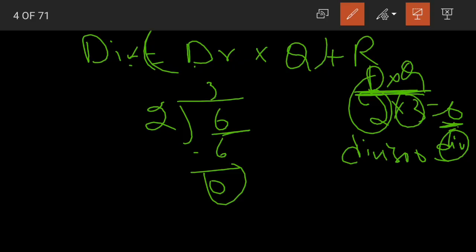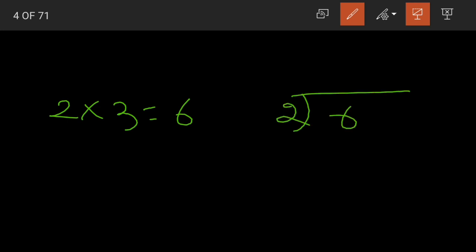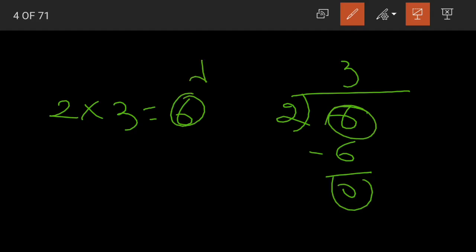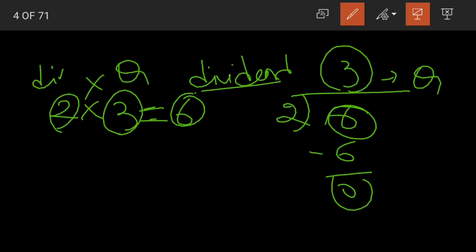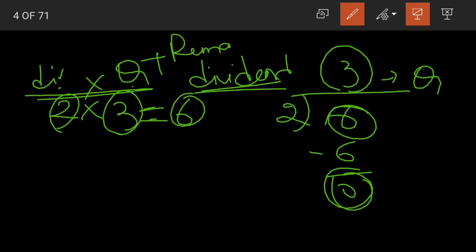Divisor into quotient. See, 2 3s are 6. And in the division of 6 by 2, 2 3s are 6, we write it like this. So what is 6 here? 6 is the dividend. So the dividend is equal to what? 2 is the divisor into 3 is the quotient. So dividend is always equal to divisor into quotient plus whatever is remaining, the remainder.